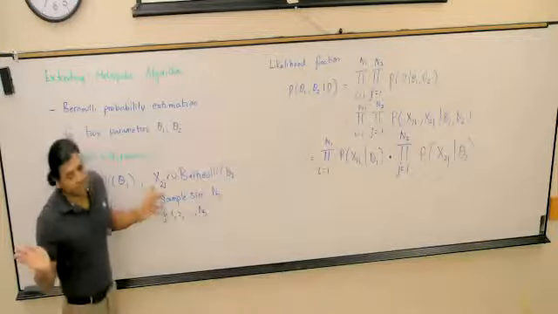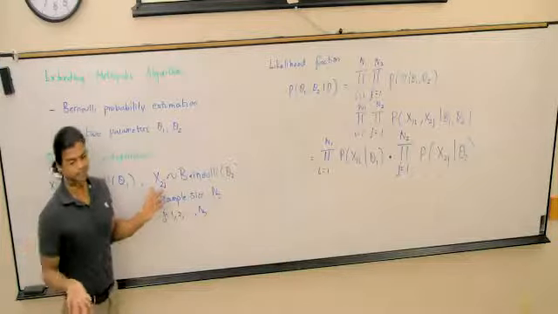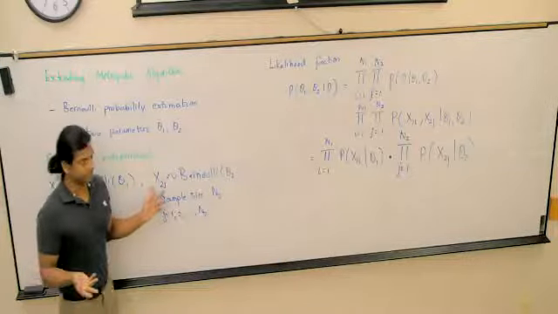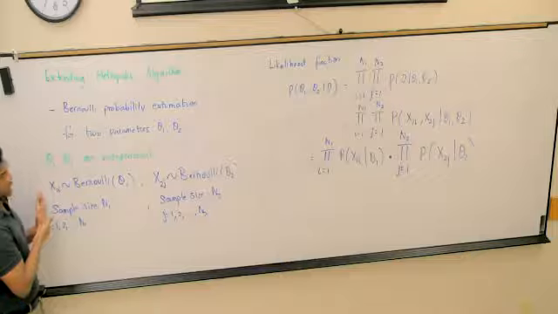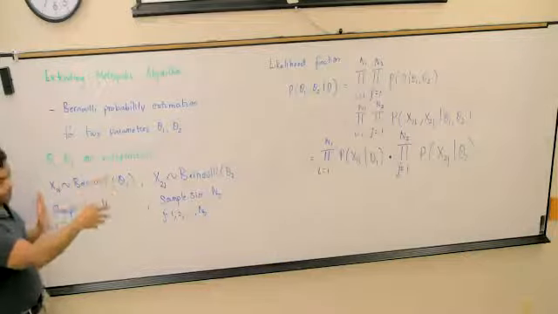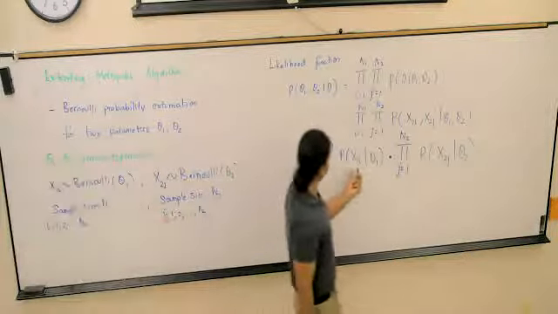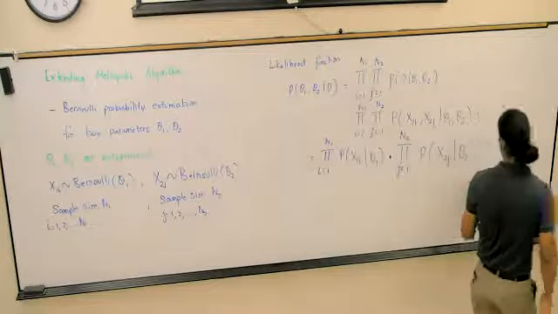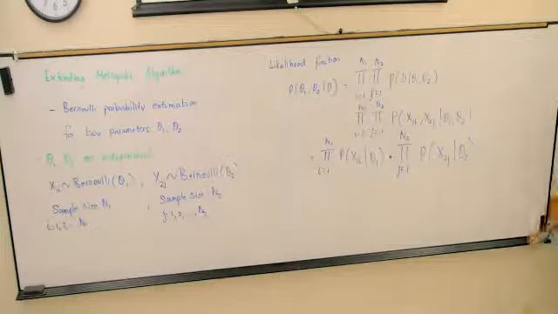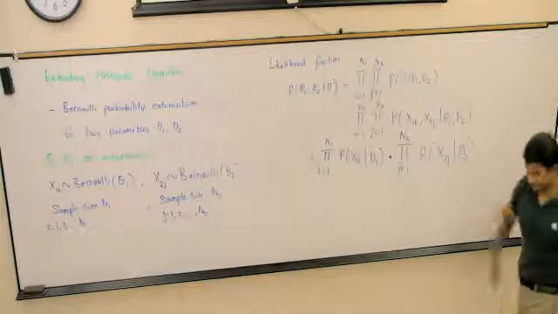x2j has nothing to do with theta 1, agree? x1i has nothing to do with theta 2. So I'm writing it as x1i given theta 1, x2j given theta 2. Good so far? Okay. That's just the likelihood function.